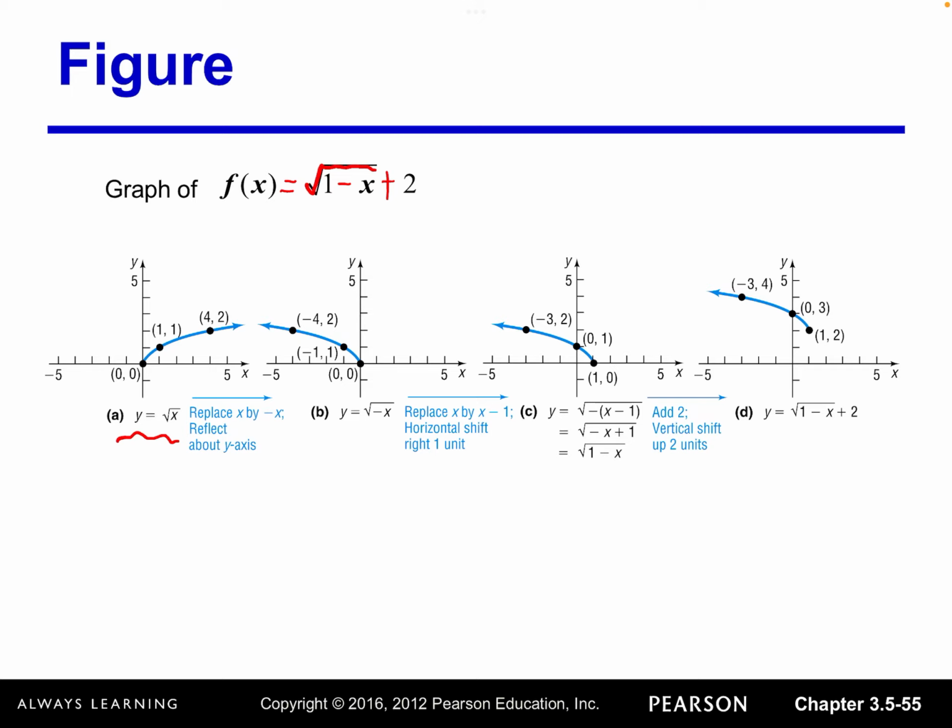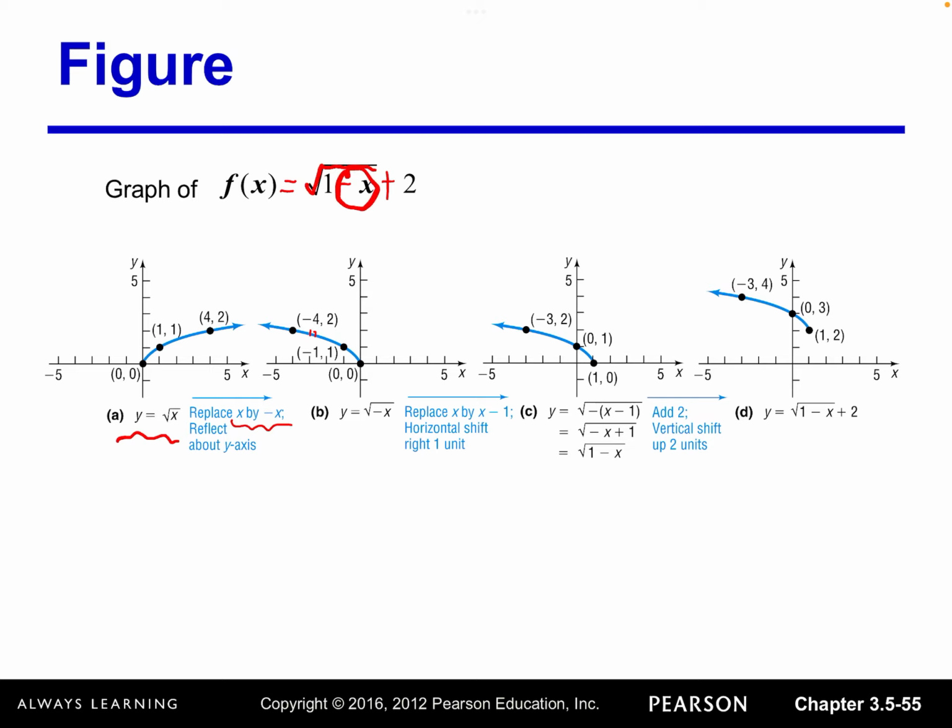And then the first step is replace x by negative x. Here we have a negative x, right? Replace x by negative x. So that's a reflection about the y-axis, right? So the graph becomes here. This is the new graph. That's a reflection about the y-axis.